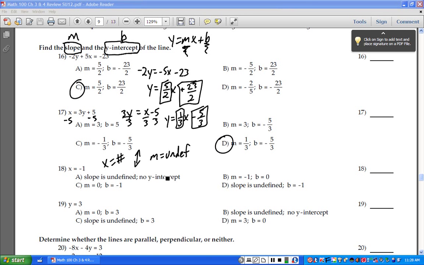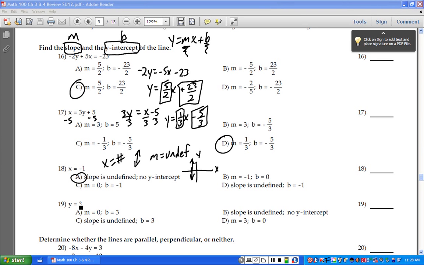Now, b is the other thing we need to find. Because we know slope is undefined, we know our answer choice is either A or D. But now we have to determine what our b, our y-intercept, is. Is b -1, or is there no y-intercept? Well, because it's a vertical line, if that's your x and y axis and it's saying x is -1, you have a line that's going through -1. It's not going to touch the y-axis, so there will be no y-intercept. And so 18 will be A.